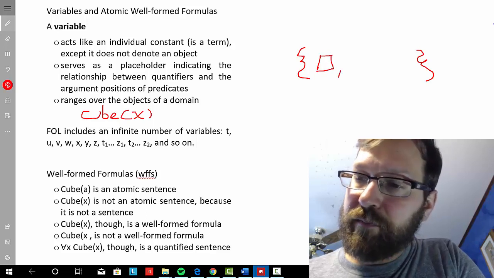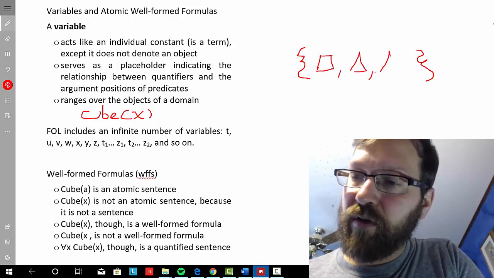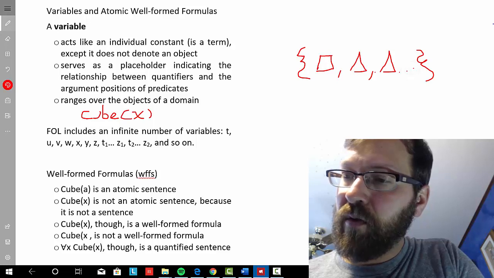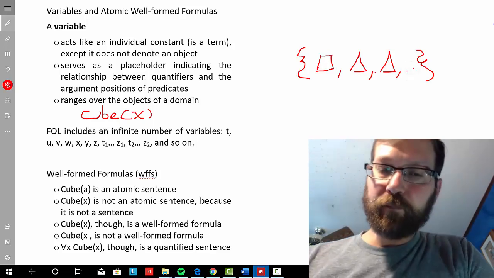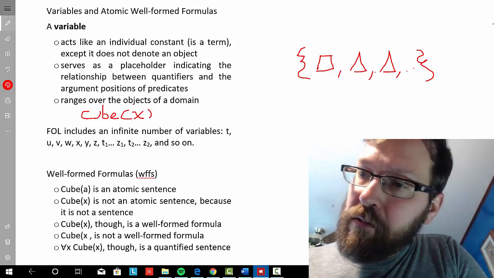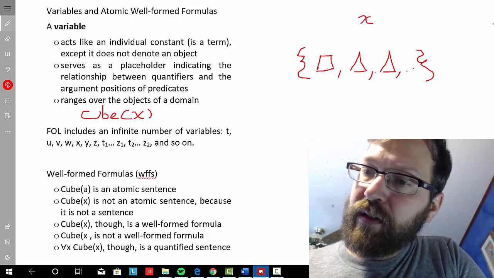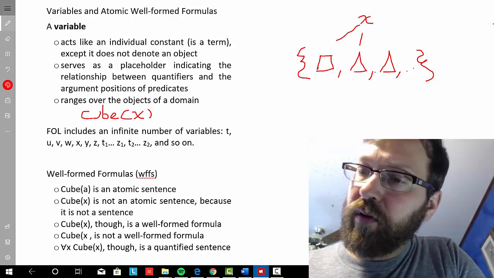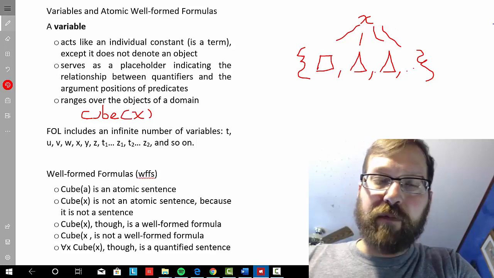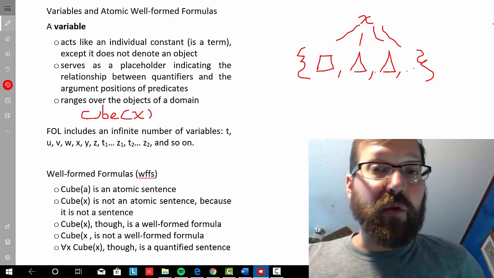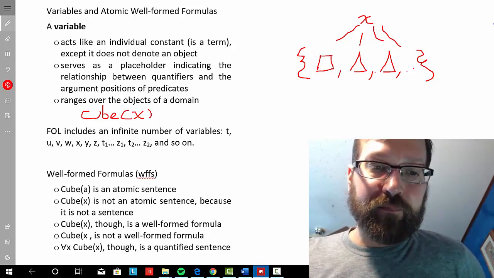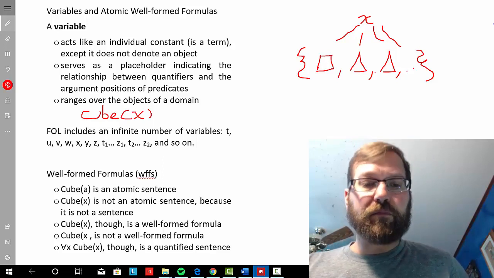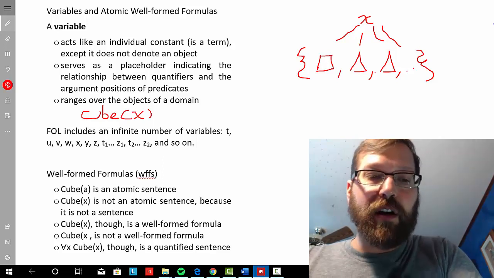So suppose that's a cube, a tetrahedron, and so on. So x is ranging over all of the objects in the discourse that we're talking about. I'm sorry, in the domain that we're talking about.